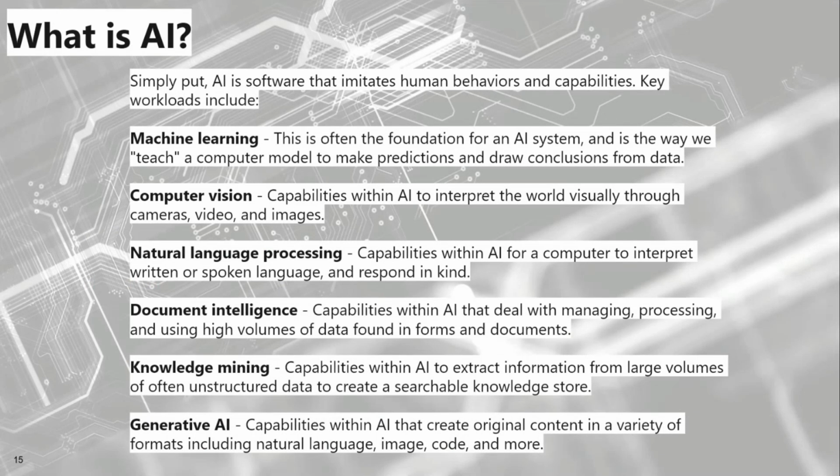Now let's discuss next what is artificial intelligence. Simply put, AI is effectively software that's going to allow us to imitate human behaviors and capabilities. The key workloads typically include machine learning. That's normally a foundation for an artificial intelligence system. It's also the way we teach a computer model to better make predictions and then helpfully, get them to draw conclusions from the amount of data they can process.